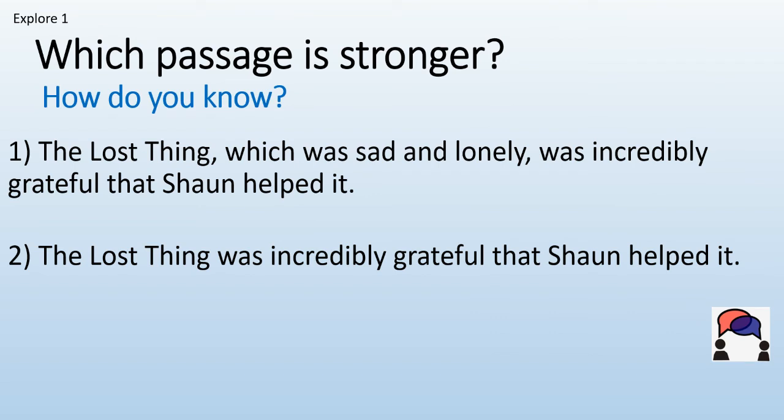Which passage is stronger? How do you know? The lost thing, which was sad and lonely, was incredibly grateful that Sean helped it. The lost thing was incredibly grateful that Sean helped it. So number 1 or number 2? Take a moment to try to figure it out. Very good. The answer will be number 1. Number 1 because we have our relative clause, which was sad and lonely.